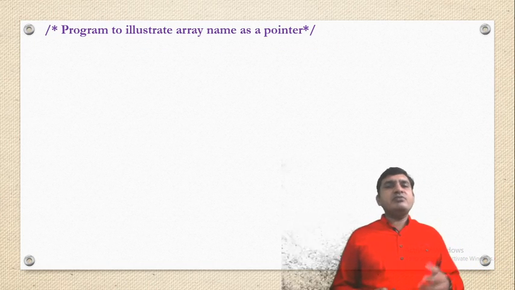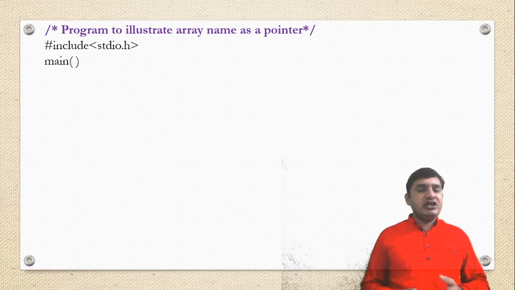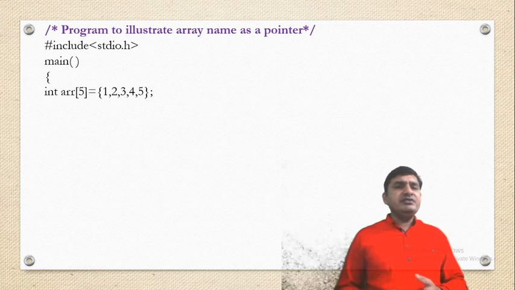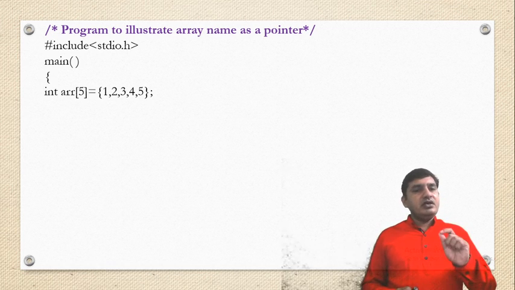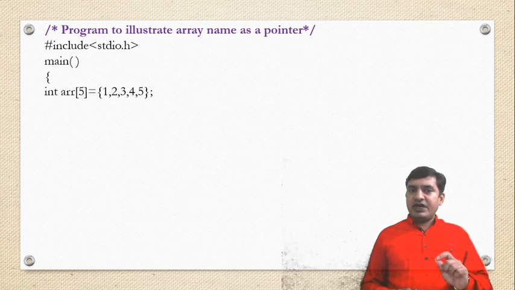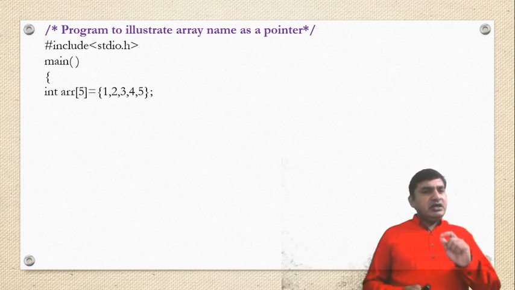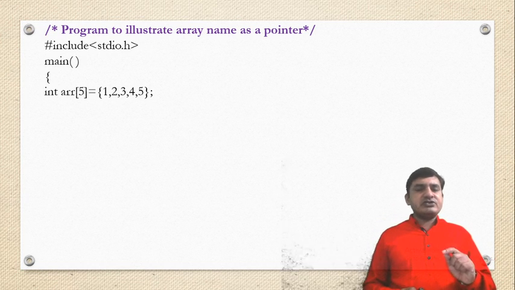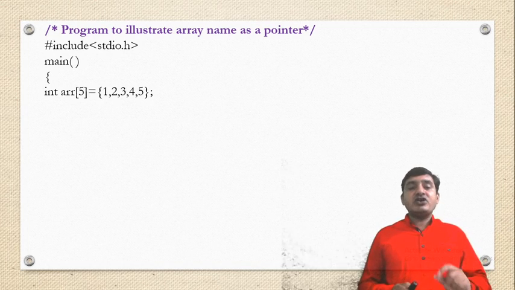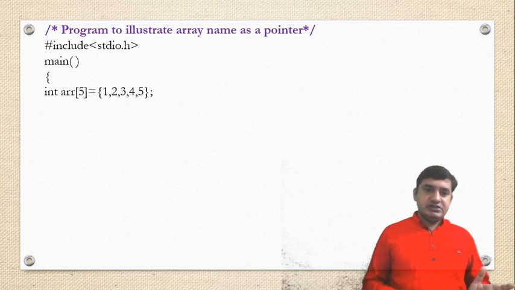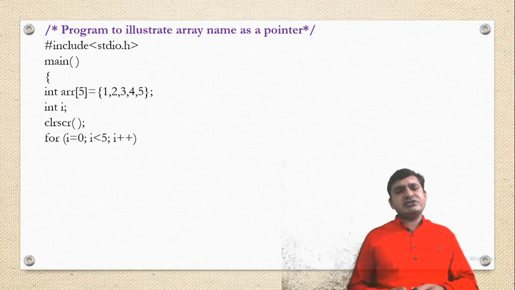Now, a program to illustrate array name as a pointer. Again, #include <stdio.h>, main function, then integer array arr[5]. Arr is the name of the array, and 5 represents the size of the array. It indicates that the array consists of 5 elements, and the data type is integer, that is, all elements are integers. Integer i, and clrscr, which is used to clear the previous output.